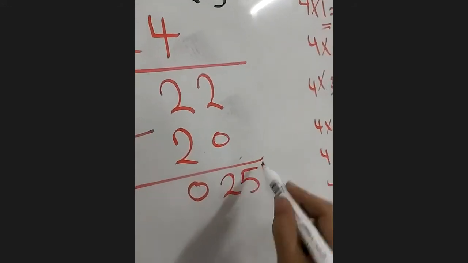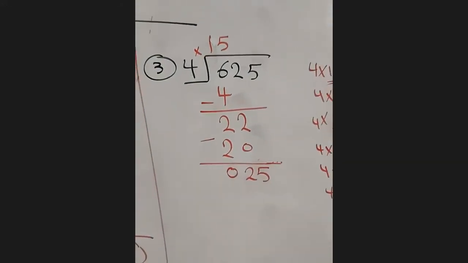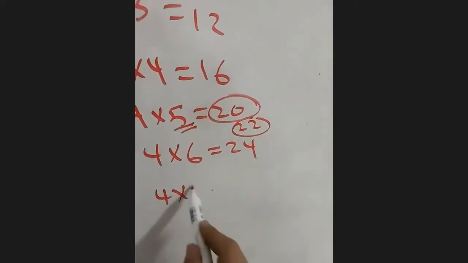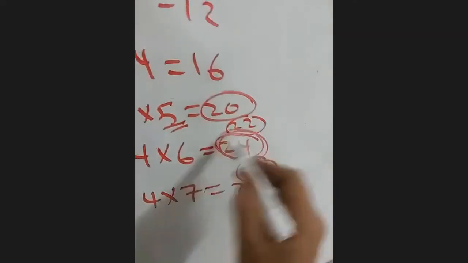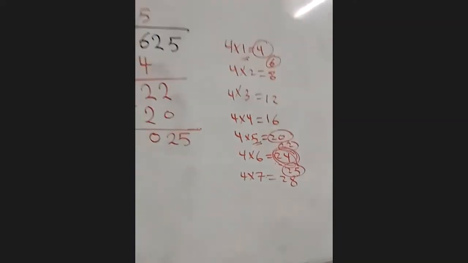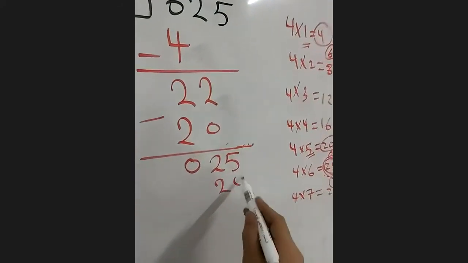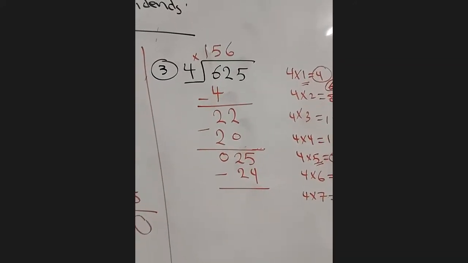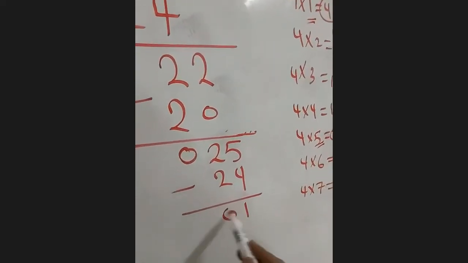We have 25. Do we have 25 in the timetable of 4? No. We have 4 by 7, 28. The 25 comes here, right? So what will we choose? 6. 6 by 4 is 24. Subtract now. Remainder 1. 5 minus 4, 1, and 2 minus 2, 0.